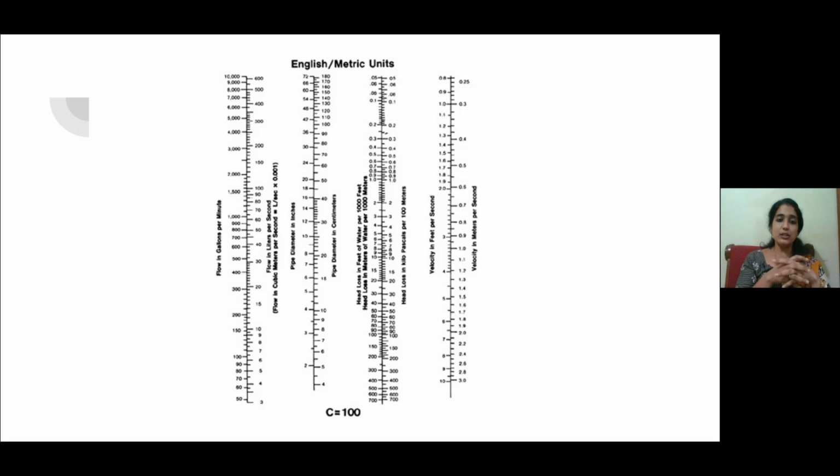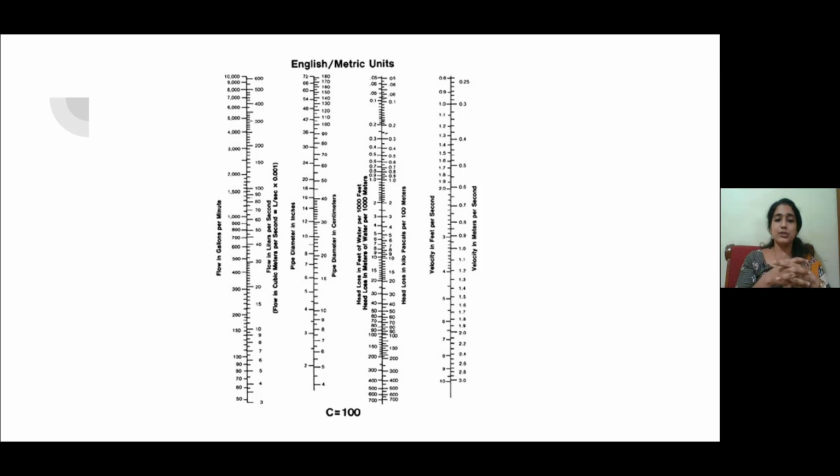And the second scale shows the pipe diameter. The left hand side shows the pipe diameter in inches, and the right hand side shows the pipe diameter in centimeters. Unit you have to observe, that is in centimeters.